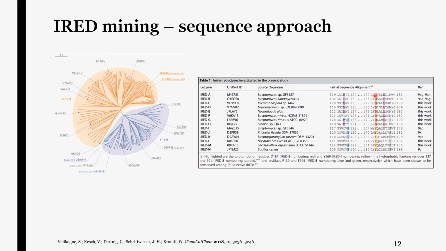And therefore they have this aspartic acid and the tyrosine here, and they searched the BLAST database with this criteria of the acidic residue as well as with the Rossmann-fold domain in this position. And they could classify different kinds of novel imine reductases as D-type branch for the aspartic acid residue and the Y-type branch for the tyrosine residues.